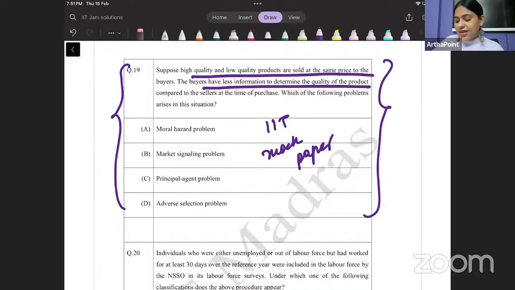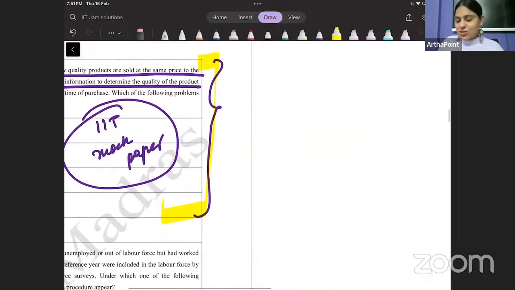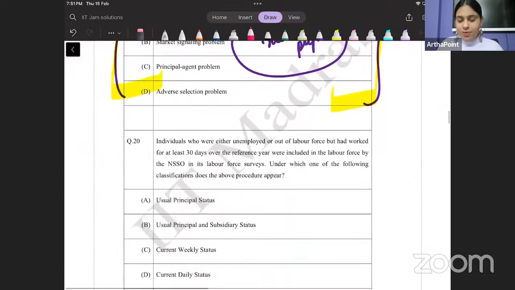So if you visit the IIT mock paper, I remember students asking doubts out of this question multiple times. So this is exactly the question out of the mock paper. Nothing has been changed, so I can mark this from the mock paper. Very good. Good that I see a question from the mock paper.